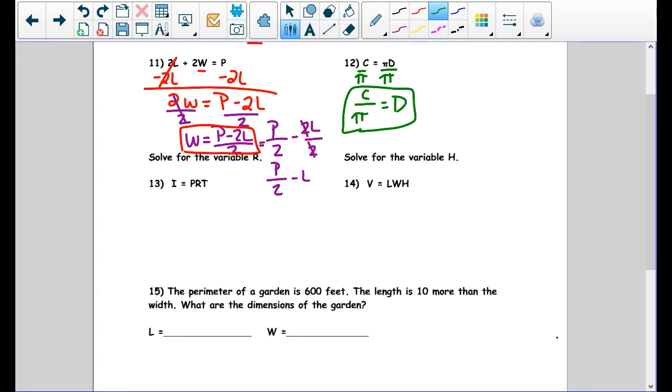13. Solve for the variable r. Now, when I look here, this is all one group, right? PRT. It's the interest formula. So PRT is all one group, and it's all being what? Multiplied together. So to undo multiplying, we're going to divide. And since it's all being multiplied, I can just divide by what do I want to get rid of? The P and the T. So P's cancel, T's cancel, just leaves me with the R. And so I have I, interest over principal times time. And I'm done.